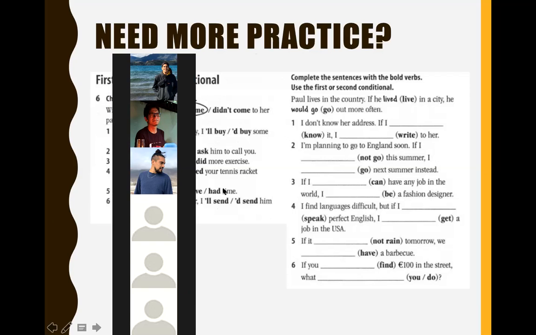Number 2. I'm planning to go to England soon. If I don't go this summer, I will go next summer instead. Very good, right? You're planning, you're already thinking about it. So for you, this is a likely situation, so you choose the first, yeah? If I don't go, I will go next summer.